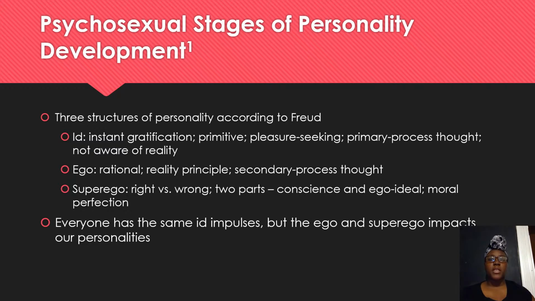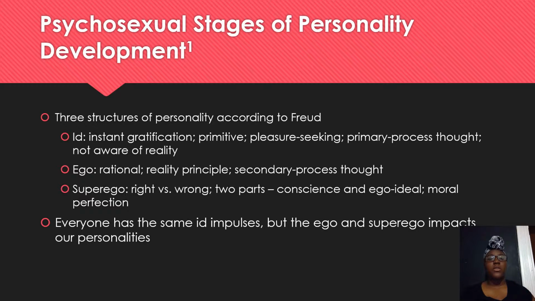So, before we can discuss how personality develops, we first have to discuss what the personality even is to Freud. According to Freud, there are three structures that make up a person's personality: the id, ego, and superego. The id is the primal instinctive portion of the personality that is only focused on instant gratification and is not aware of reality.